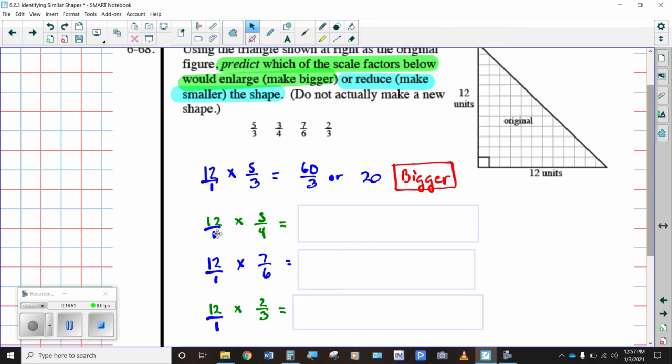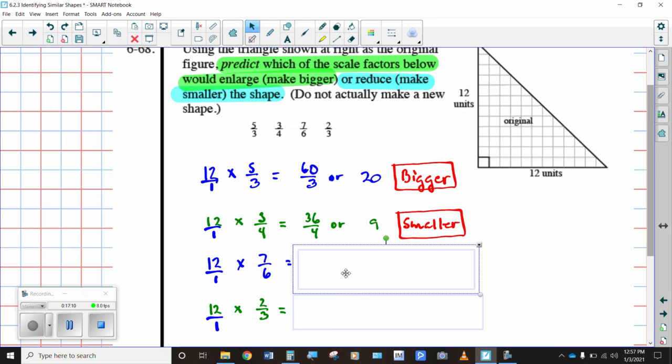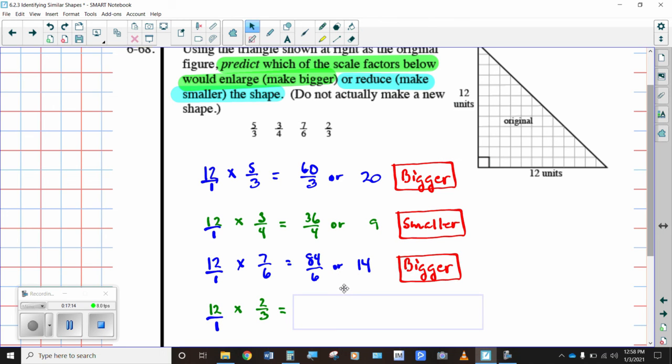When you take 12 over 1 times 3 over 4, you end up with 36 over 4, which is 9. So in this case, because 3/4 is less than 1, you're going to get a figure that is shorter. This would be 9, this would be 9. So the entire figure is going to be smaller than the original. Here you're going to have 12 times 7 is 84, and 1 times 6 is 6. So 84 divided by 6 is 14. So the 12 units becomes 14 units, which makes it a bigger shape.